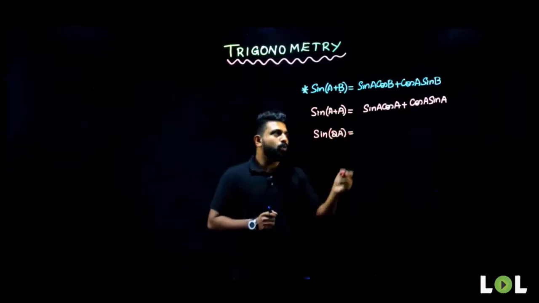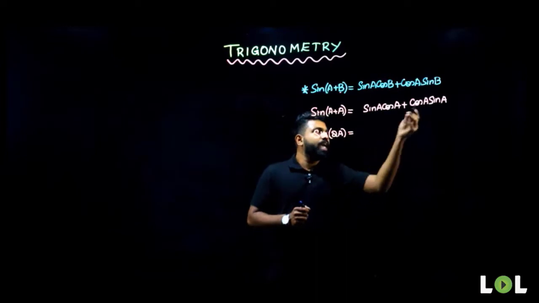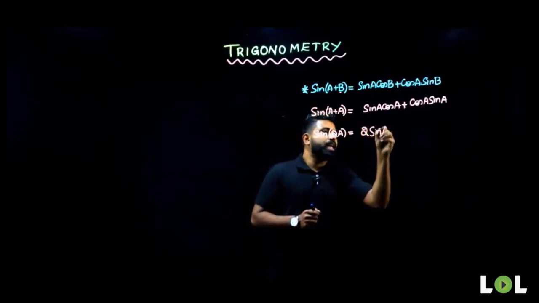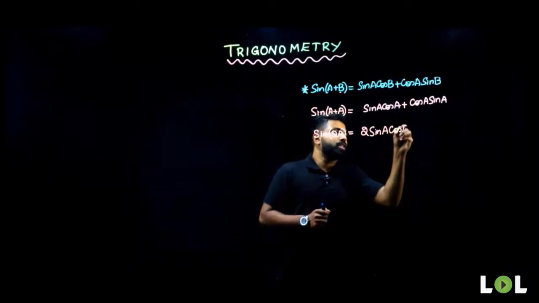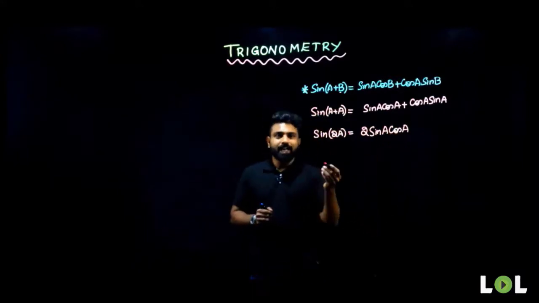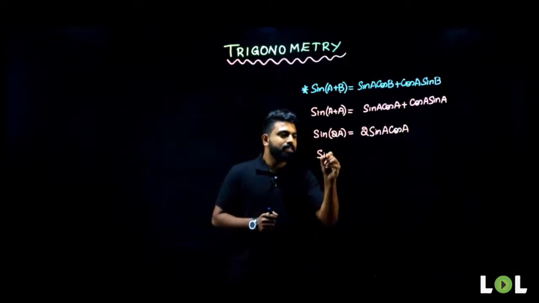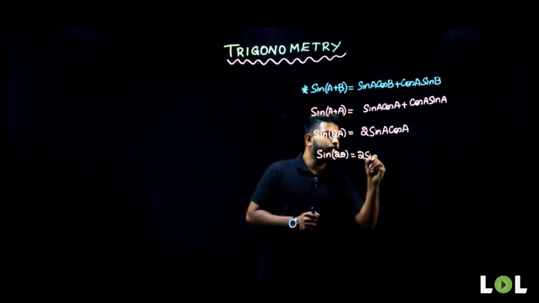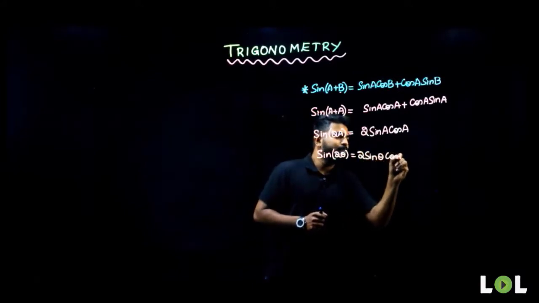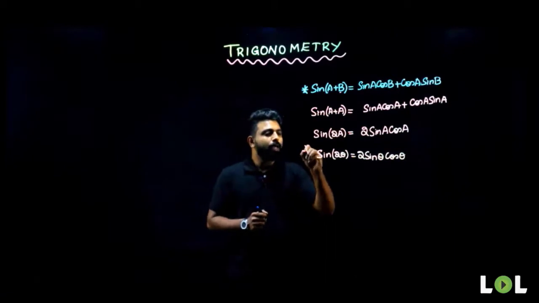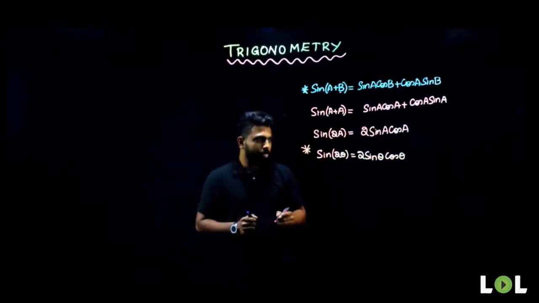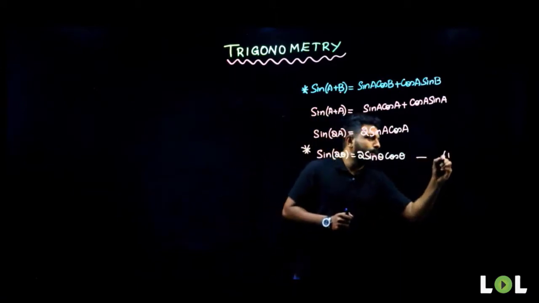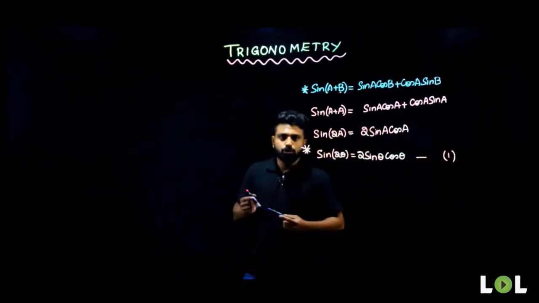That will be equal to, now what is this? Sin A cos A, sin A cos A. So I can write this as 2 into sin A cos A. Instead of A, if I take it as theta, what can I write this as? Sin of 2 theta will be equal to 2 sin theta cos theta. This is also one of the very important formulas that we'll be using today. And now I can write this as equation 1. This is also an important formula.